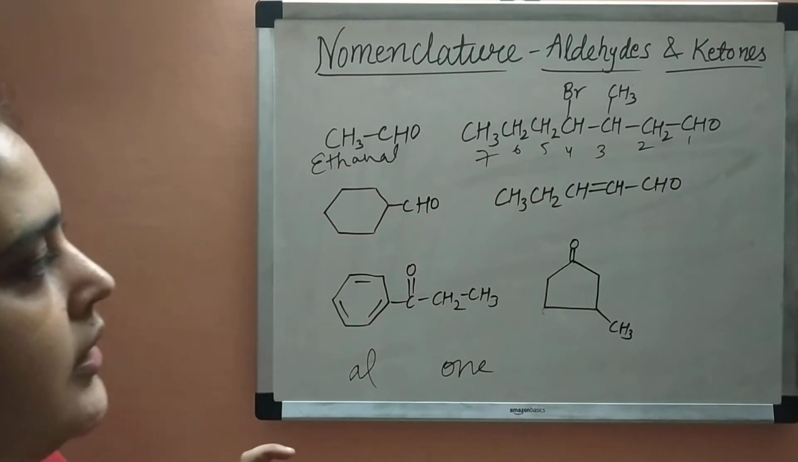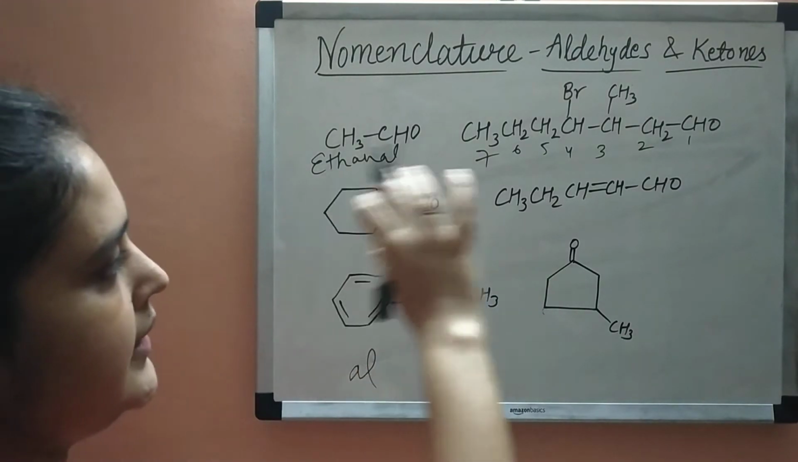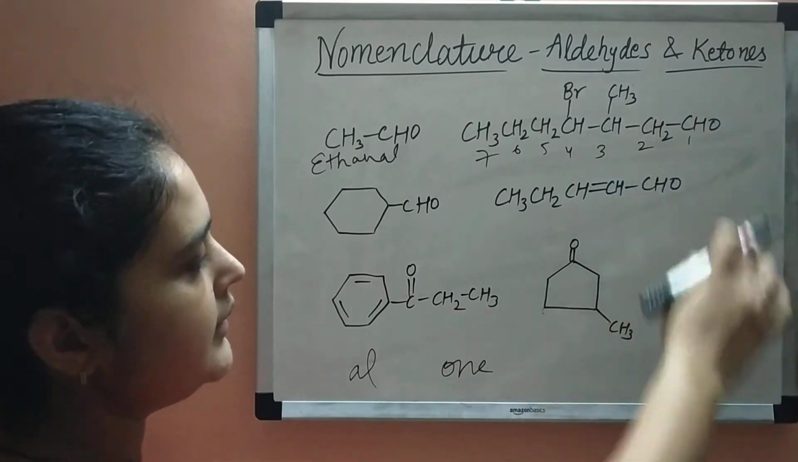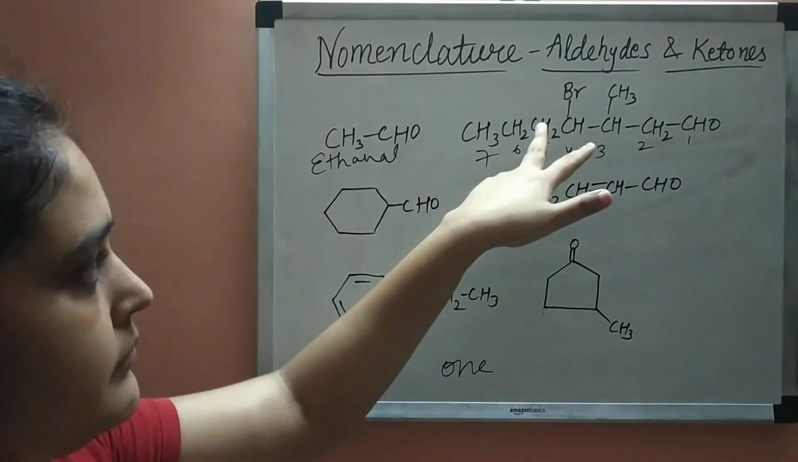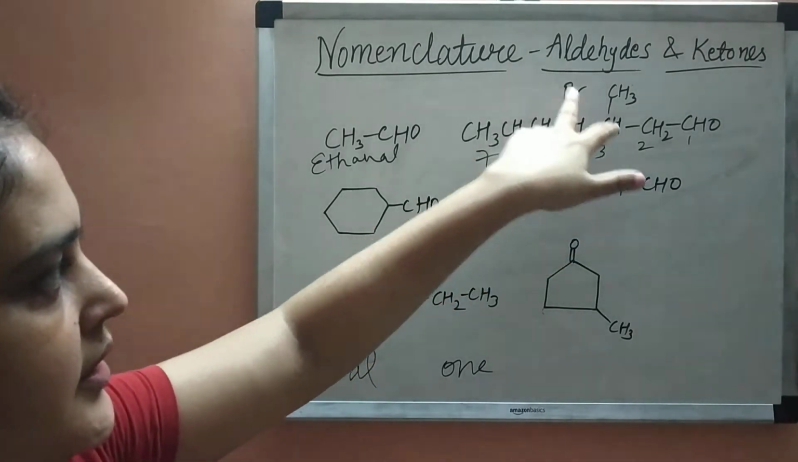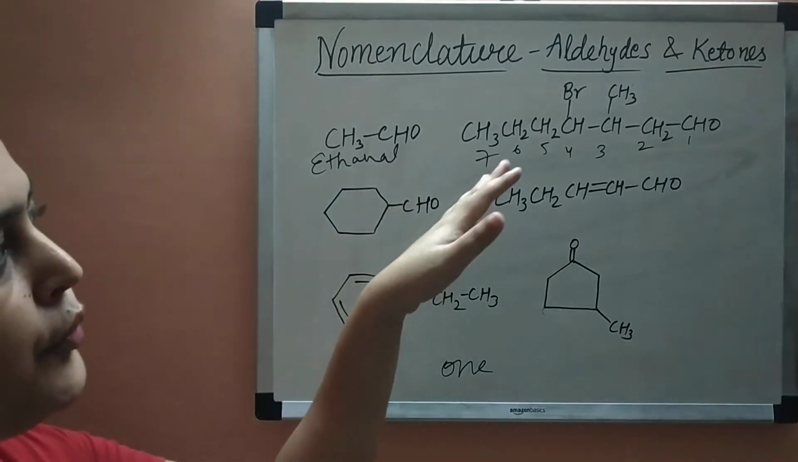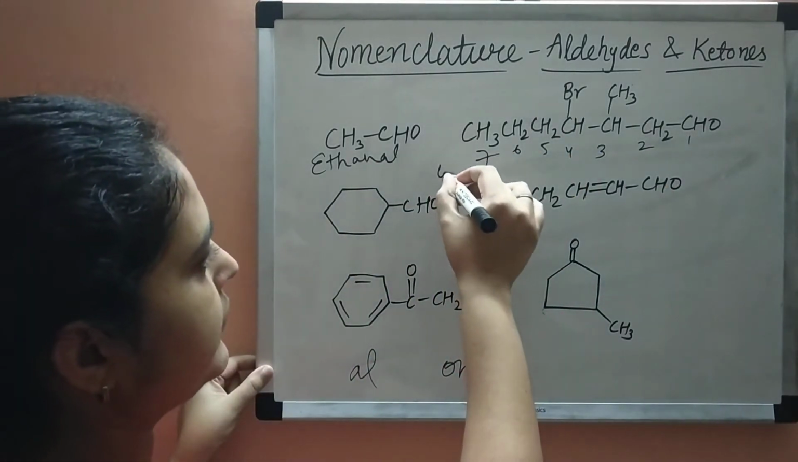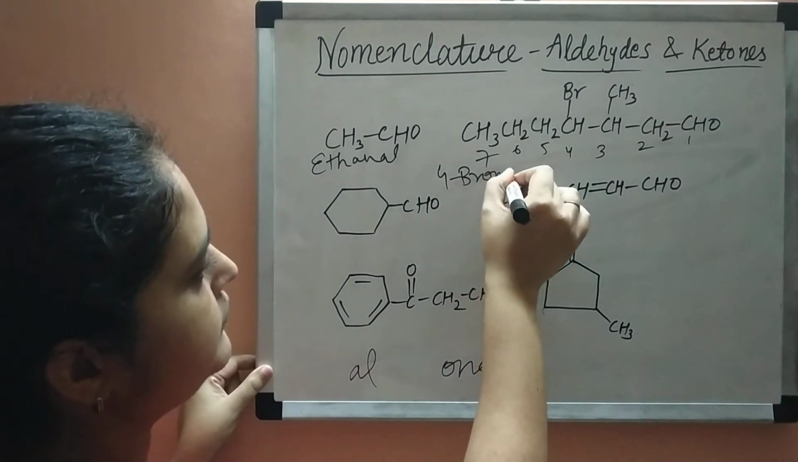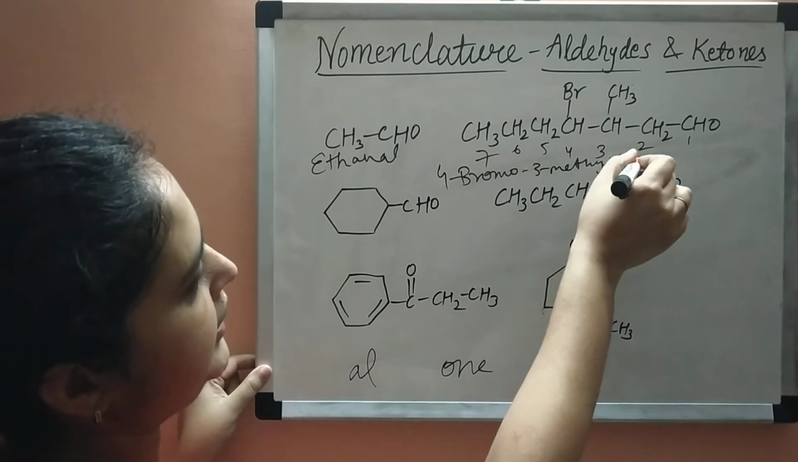So there are 7 carbon atoms, so it is a heptane derivative. In the last the suffix will be -al, and at the 4th position there is a bromo group, at the 3rd position there is a methyl group. So it will be 4-bromo-3-methylheptanal, right?